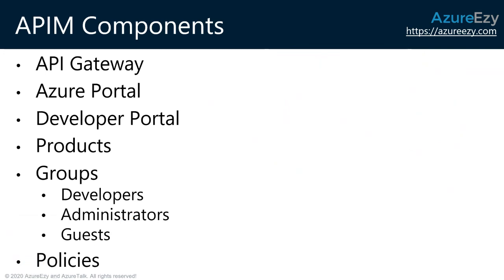Now, the second aspect is the Azure portal. Of course, you are going to create your gateway using the portal itself. But apart from that, for day-to-day use of APIM, the portal will be used for creating something called products.